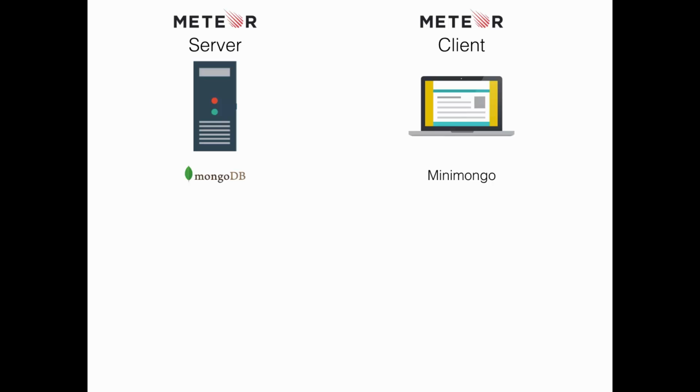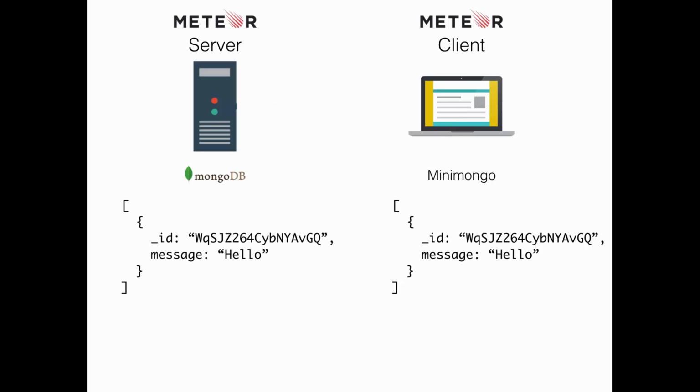So we only need to write code once and it'll run both on the server and the client, including database stuff. Plus, Meteor works really nicely with these two databases because it keeps them in sync. So for example, if I insert something into Minimongo, Meteor will automatically push it up to the server and insert it into the MongoDB. And the same thing happens in reverse.